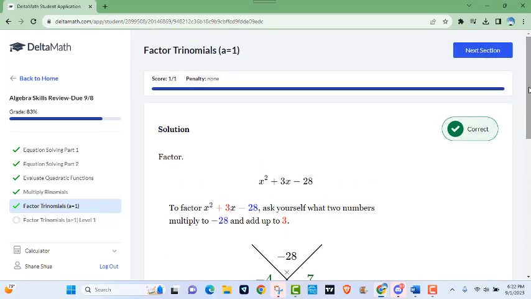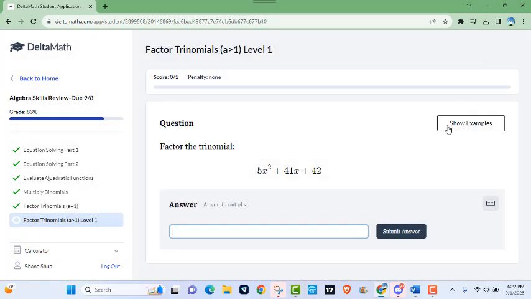All right, I think we have one more question here. Let's move on. Okay, now we're up to question 10. It says, factor the trinomial 5x squared plus 41x plus 42.